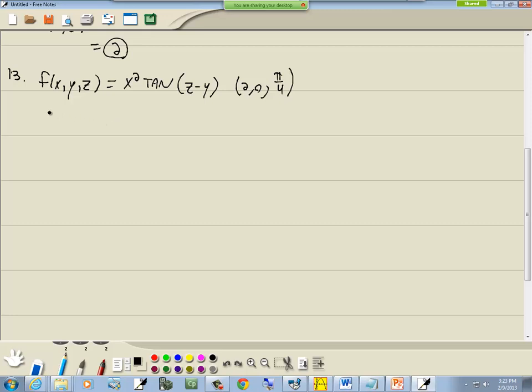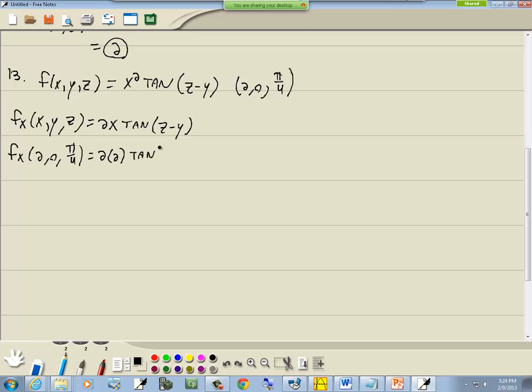Okay, well, let's find our partials. Partial with respect to x. Tangent z minus y, that's just like a constant, so it just remains. And the derivative of x squared is 2x. And then the tangent z minus y remains. Now if we plug in our point, 2, 0, pi over 4, I'm going to have 2 times x, which is 2, tangent z, which was pi over 4, minus y, which is 0. Which gives us 4 tangent pi over 4.